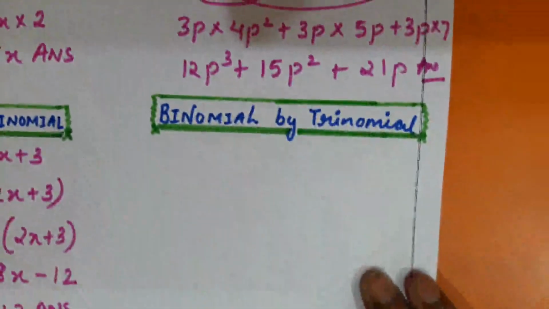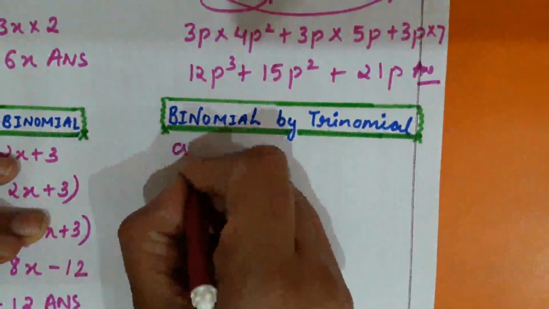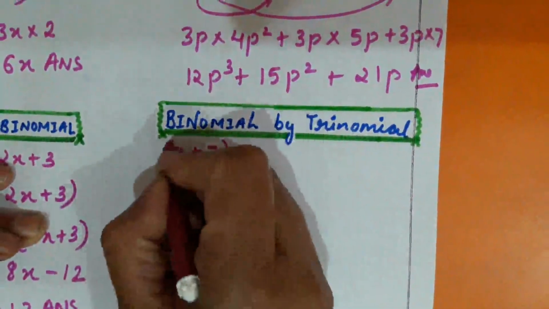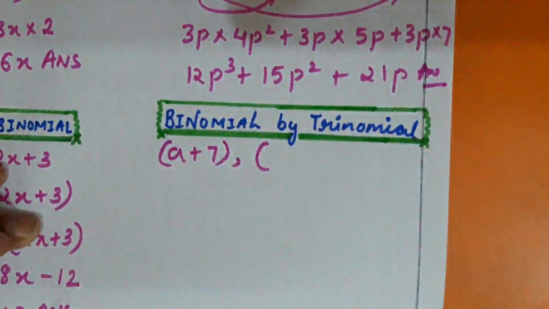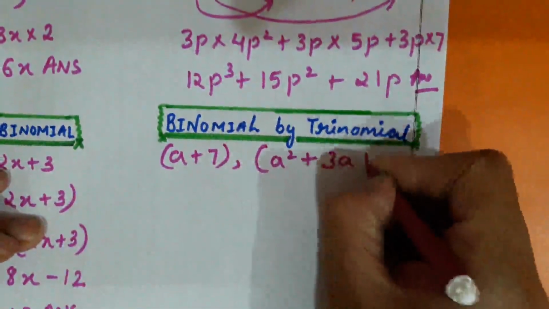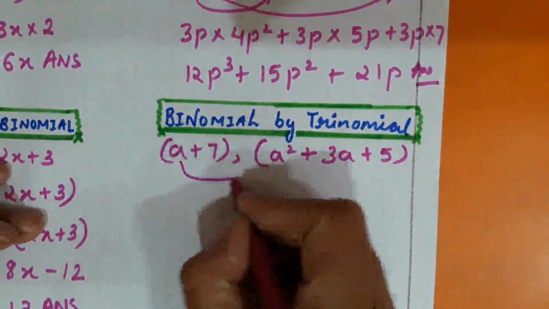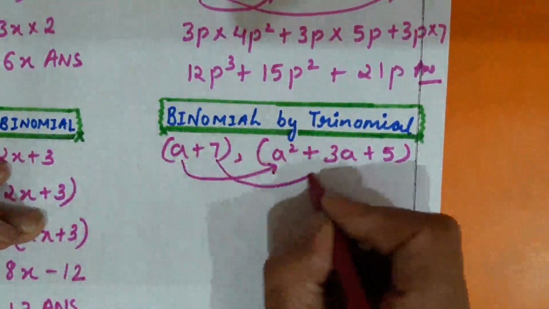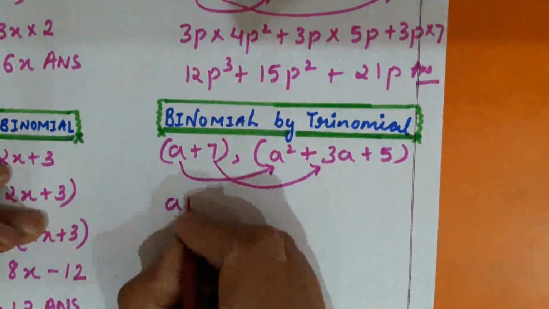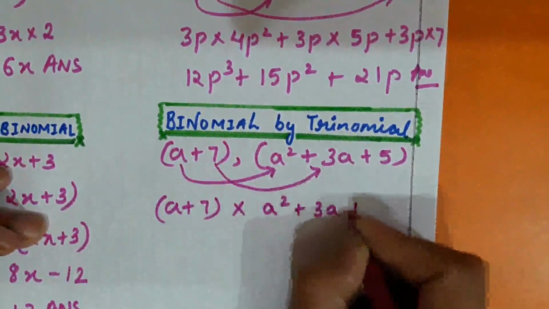Next topic is binomial by trinomial. One binomial is there and the other is a trinomial. So a plus 7 is the binomial, because a is one term and 7 is another term. So this will be your first expression. The second expression is the trinomial: a square plus 3a plus 5. See, three terms are there: 1, 2, 3. So this a is going to multiply by the whole, and this 7 is going to multiply the whole expression number 2. So let's multiply a plus 7 by a square plus 3a plus 5.